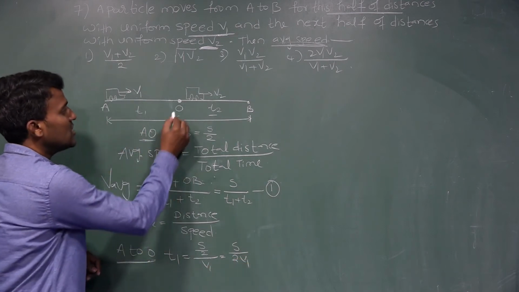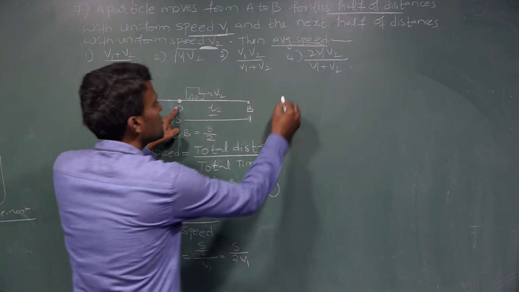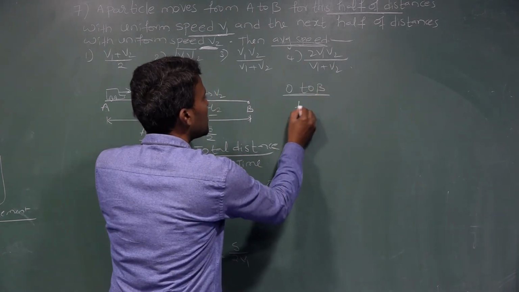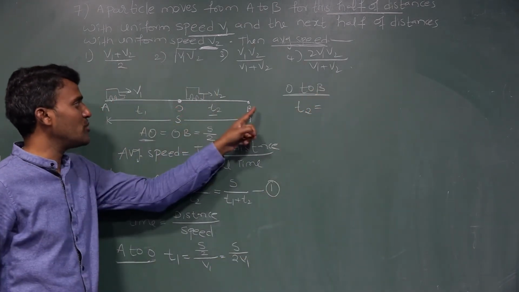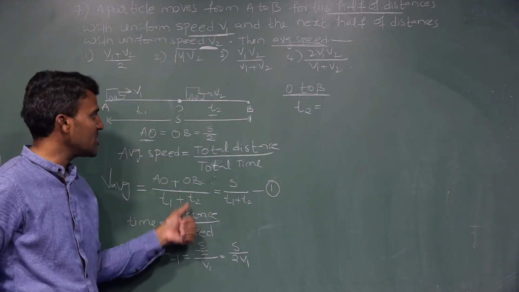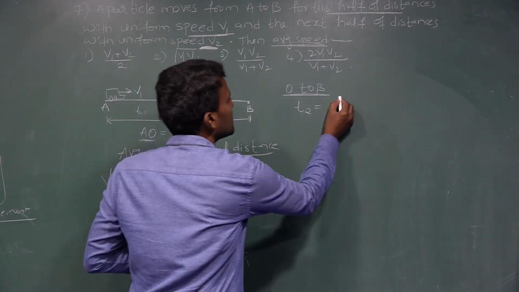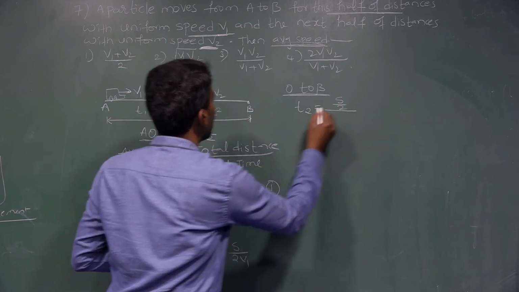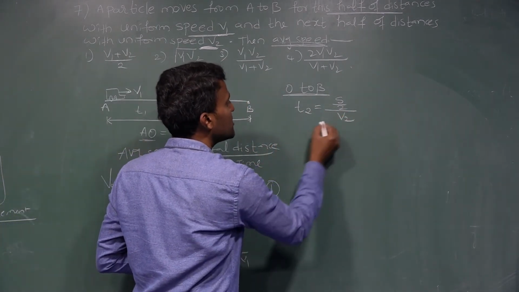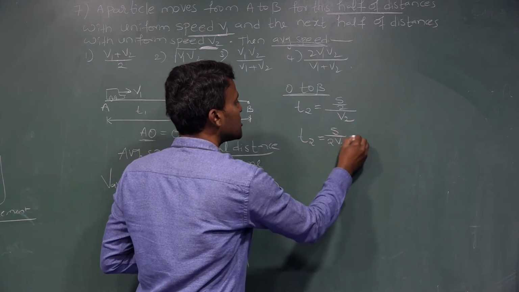Next, O to B. The time interval is T2. Time is equal to distance by speed. The O to B distance is S by 2, divided by the speed v2. So T2 is equal to S by 2v2. That is equation number 3.